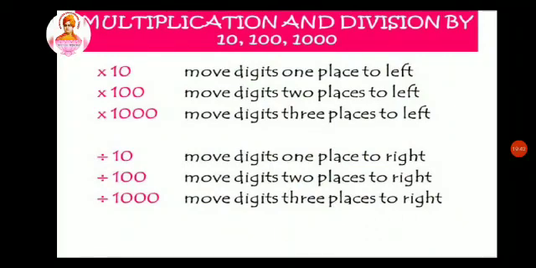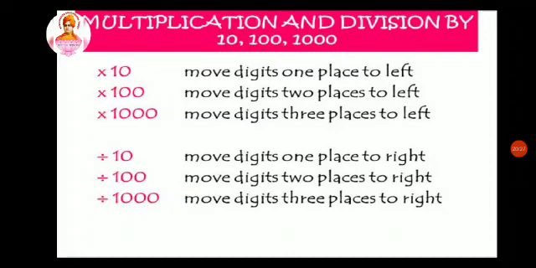How can we do the multiplication of decimal numbers by 10, 100, 1000, and the division also by 10, 100, 1000? If you multiply a decimal number by 10, the decimal point will move one place to the left. If you multiply by 100, the decimal point will move two places to the left. Likewise, if you multiply by 1000, then the decimal point will move three places to the left.